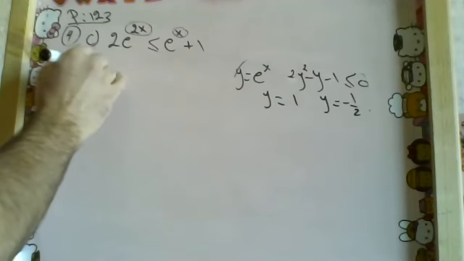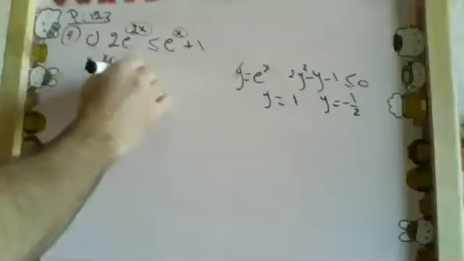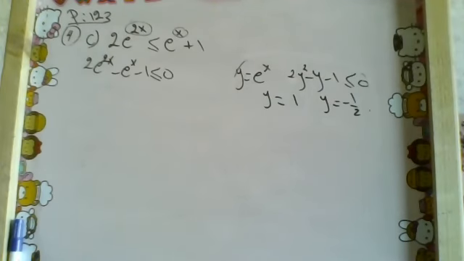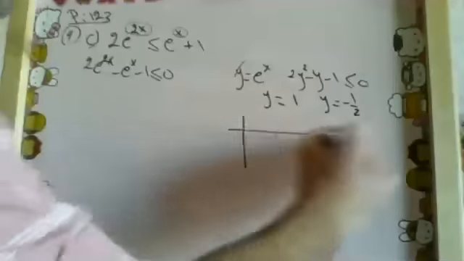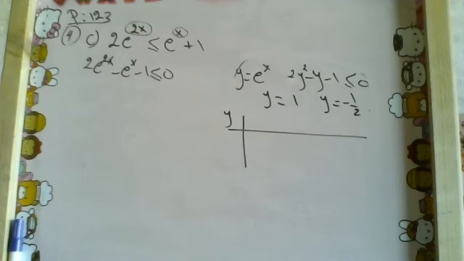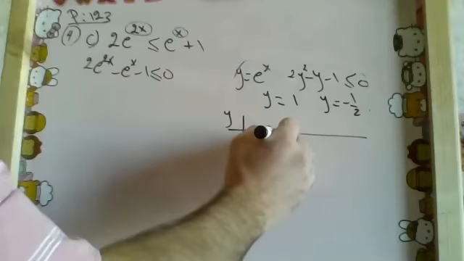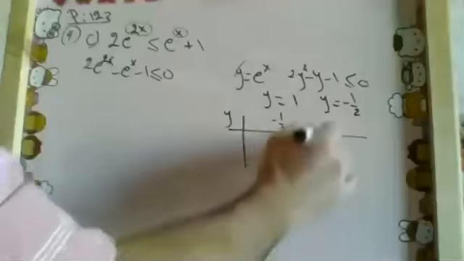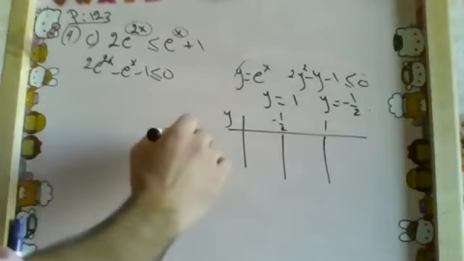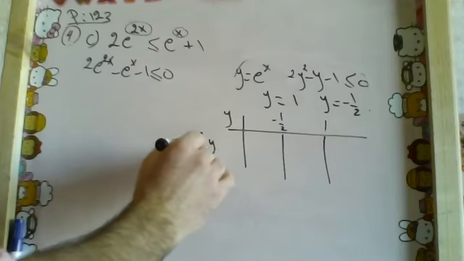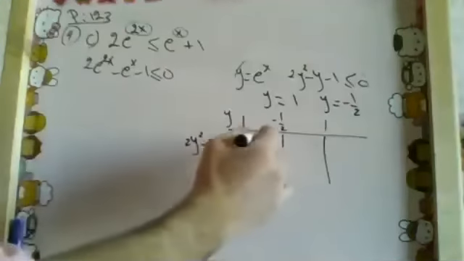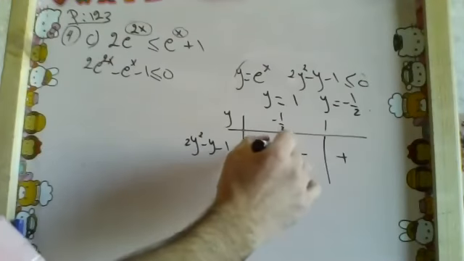We say 2e power 2x minus e power x minus 1 less than or equal to 0. The roots are 1 and negative 1 over 2. You know from grade 11 the sign of a quadratic expression. The value of y: the roots are negative 1 over 2 and 1. 2y squared minus y minus 1 is positive outside the roots, negative between them, and 0 at the roots.